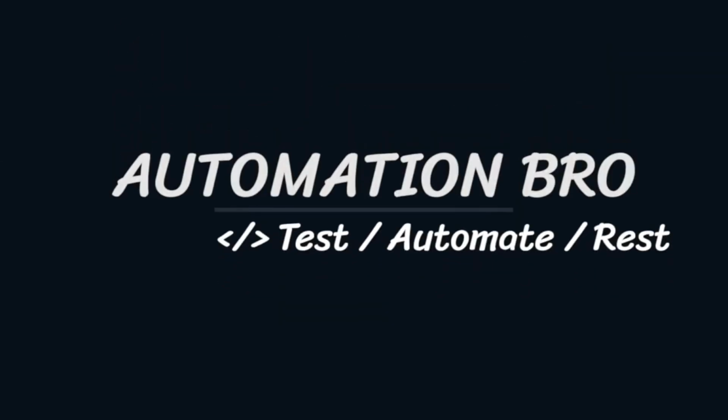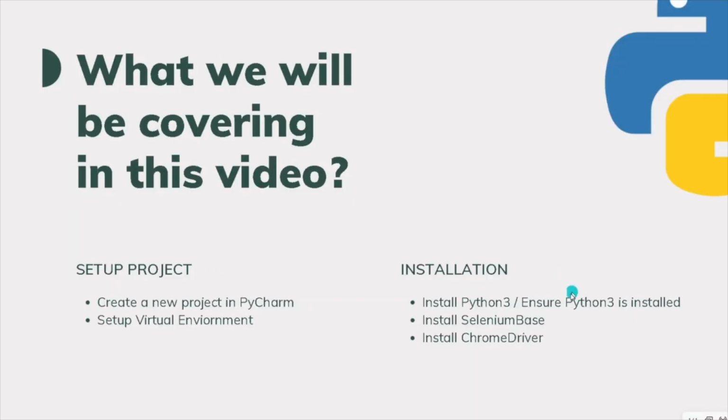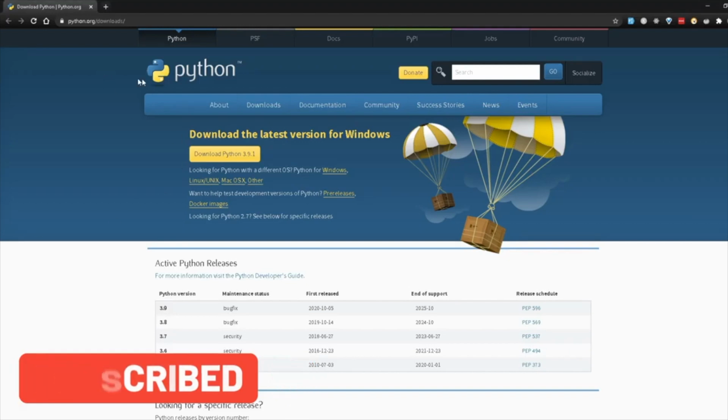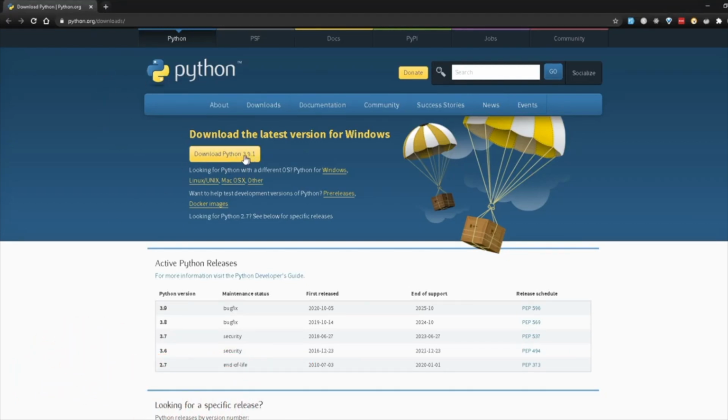Hey, welcome back guys. Let's take a look at what we will be covering in this video. First off, we'll check whether you have Python 3 installed on your machine. If not, you will install Python 3. To install Python 3, you need to go to the python.org website and just download the latest Python version. At this moment, the latest version is 3.9.1. So for a Windows or Mac machine, you can just download that.